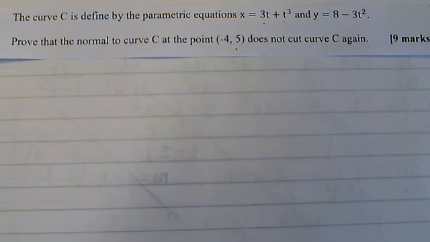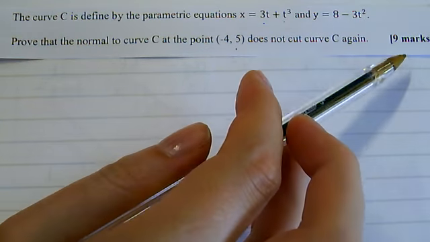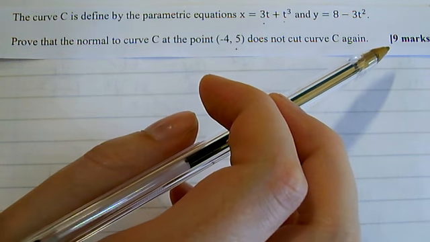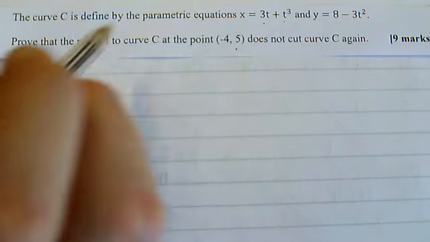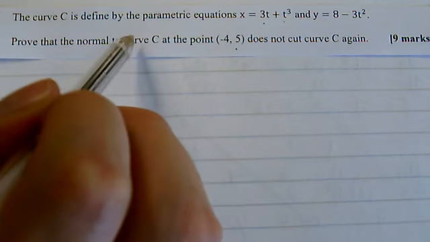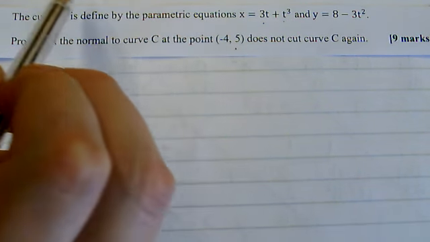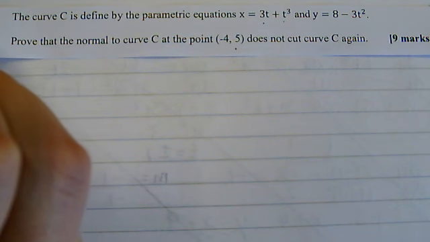Okay, so this is question 6. As you can see from the marks, it used to be an exam question, so it's a little bit of a beastie actually. So let's come up with a plan. First of all, they want to talk about the normal to the curve, which suggests that we find the equation of the normal.